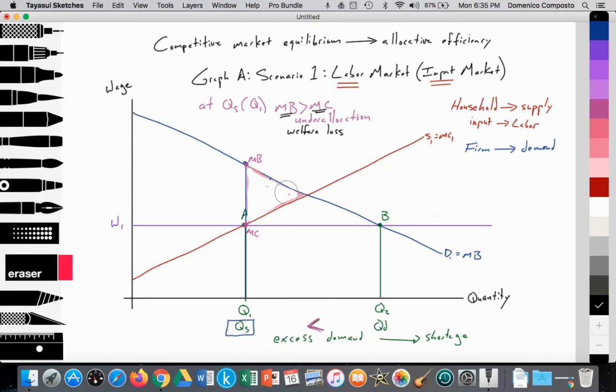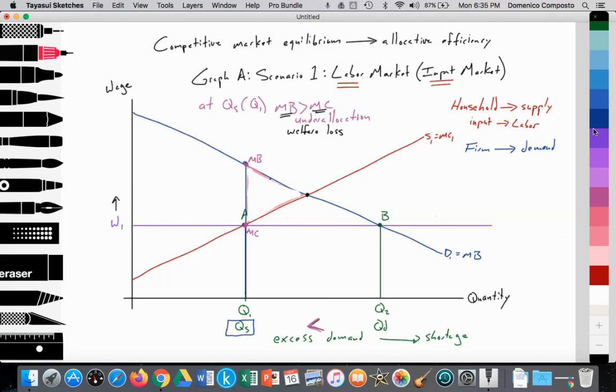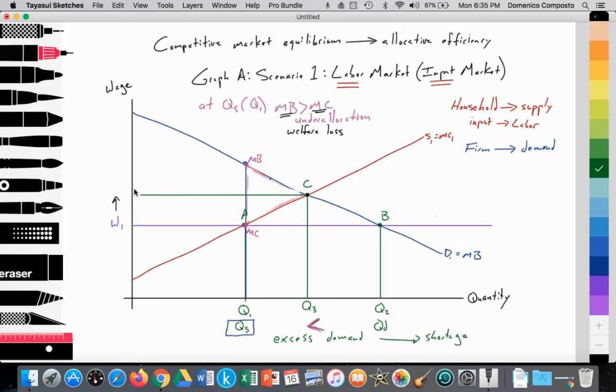I'm going to do my best here. Okay. So whenever there's a shortage, we know that that puts upward pressure, in this case, on the wage. So the wage is going to start to rise. And it's going to rise to this particular point. So we're going from point B to point C. And at point C, we will reach a free market equilibrium that's allocatively efficient. So we'll call that Q3, and we'll call this wage 2.